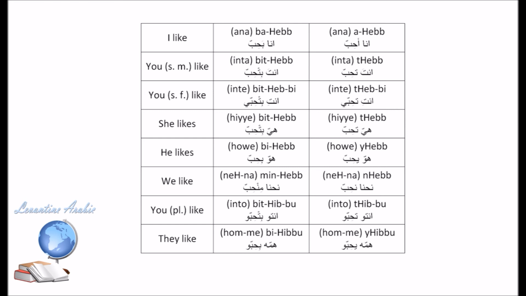She هي بتحب. He هو بحب. We نحنا بنحب. You انتو بتحبوا. They هم بحبوا. This is the conjugation with the ba. Without it, we have أنا أحب, أنت تحب, أنتي تحبي, هي تحب, هو يحب, نحنا نحب, أنتو تحبوا, هم يحبوا.